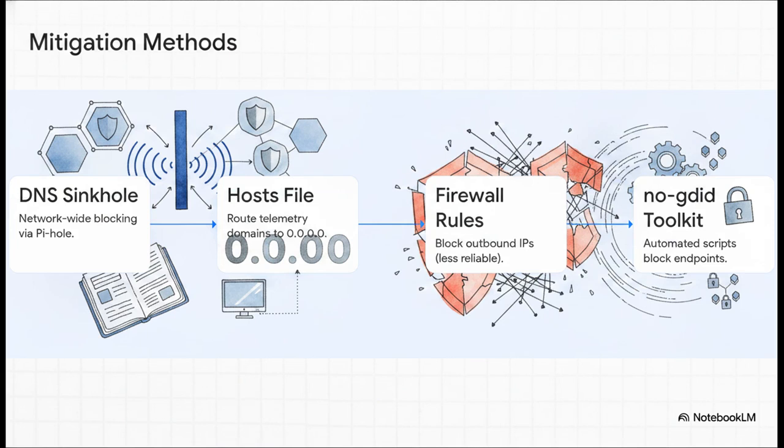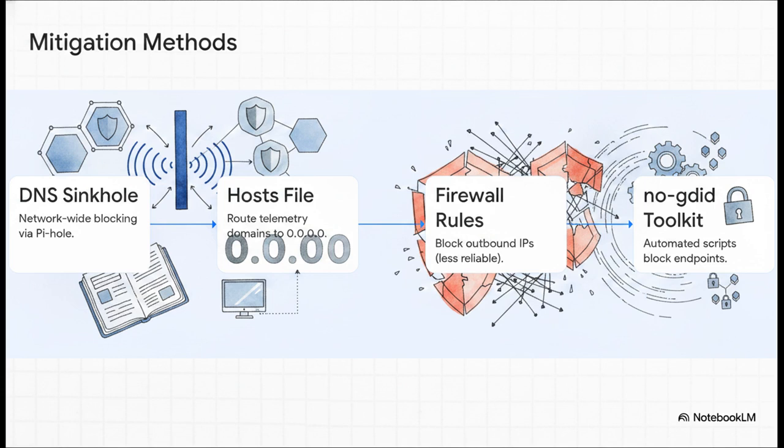When we rank the mitigation methods by their long-term durability, you'll notice a pretty clear hierarchy. At the very top, a DNS sinkhole, like a network-wide Pi-hole or AdGuard Home. This is vastly superior because, simply put, a service that cannot resolve its endpoint cannot report. Period. And it works completely regardless of Windows updates.